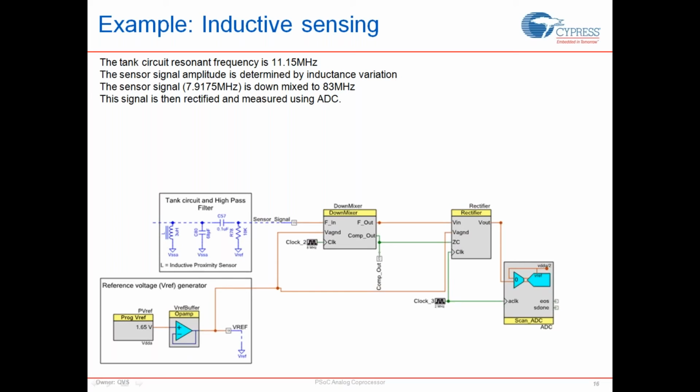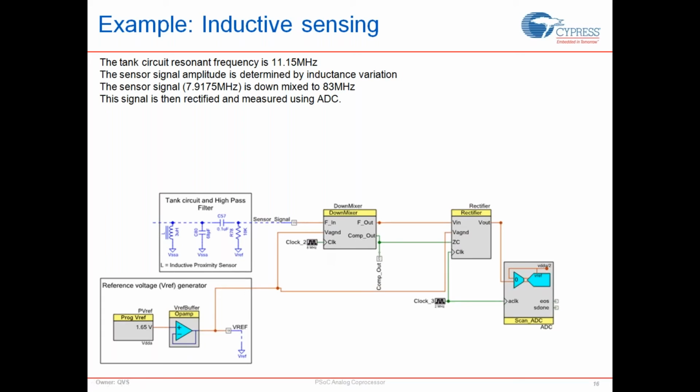So first, to discriminate the frequency, we use a down mixer with an 8 megahertz input, where the local oscillator clock is 8 megahertz. Your sensor signal coming in is 7.9175 megahertz, and your local oscillator clock is 8 megahertz.